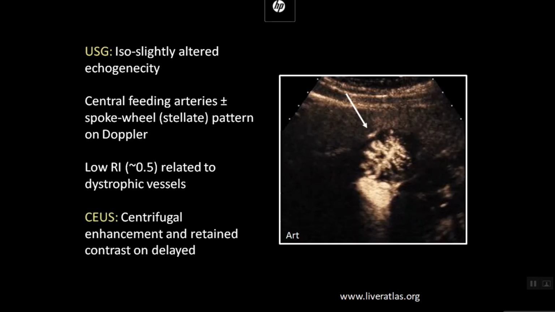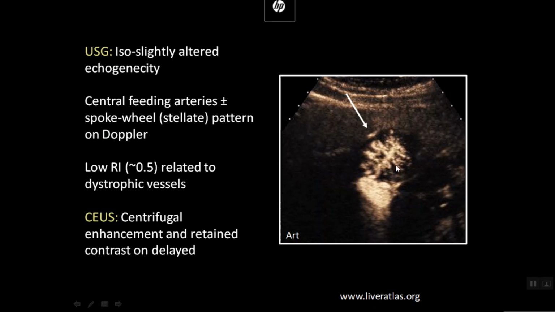And the enhancement is centrifugal, right? So the vessel in the center enhances first. If you do contrast ultrasound, the vessel in the center enhances first, and then the contrast will diffuse to the periphery. So centrifugal enhancement on the ultrasound, and the contrast will be retained on contrast enhanced ultrasound.